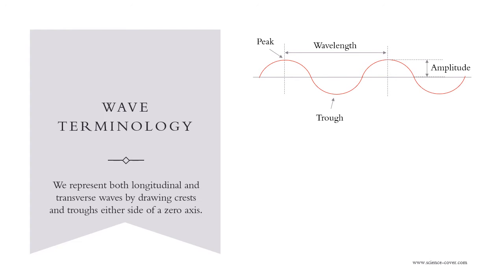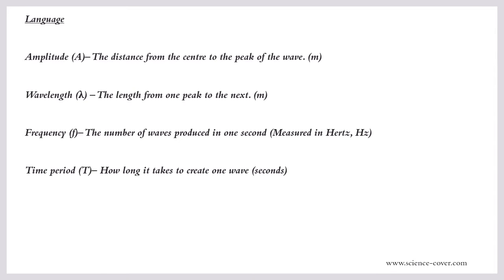We can also calculate the amplitude of the wave. This is the size of the wave from the 0 point to its maximum height. To represent amplitude, we use the symbol A, and we can define amplitude as the distance from the center to the peak of the wave, and we measure it in meters. The wavelength is represented by the symbol lambda. This is the length from one peak to the next peak, and again we measure it in meters.